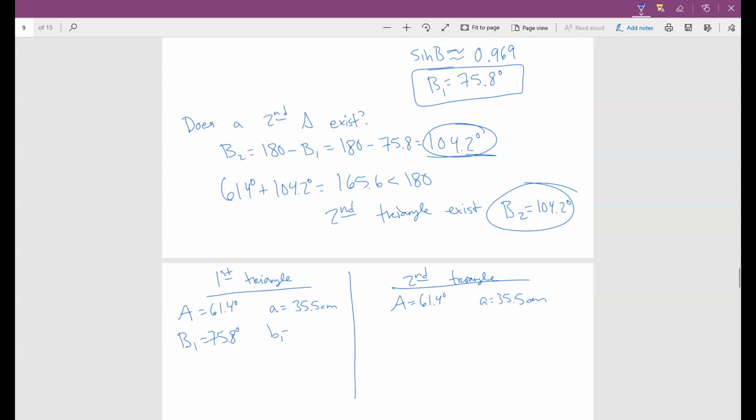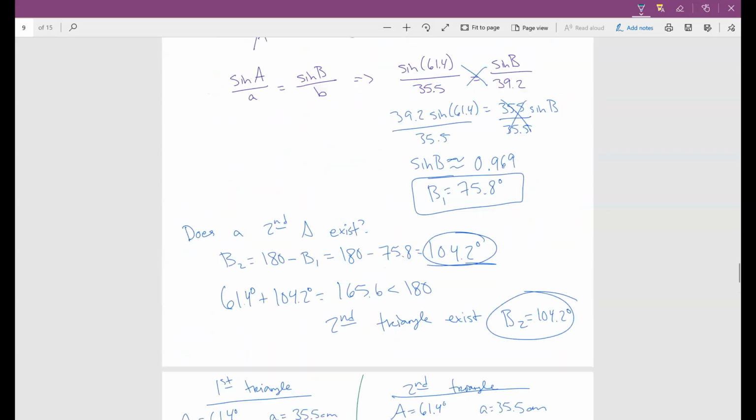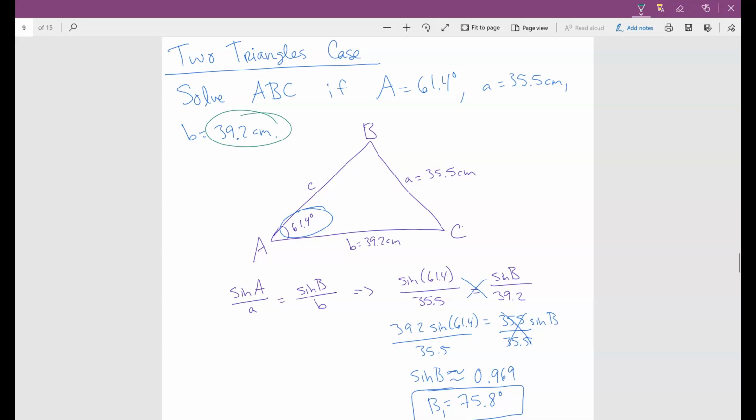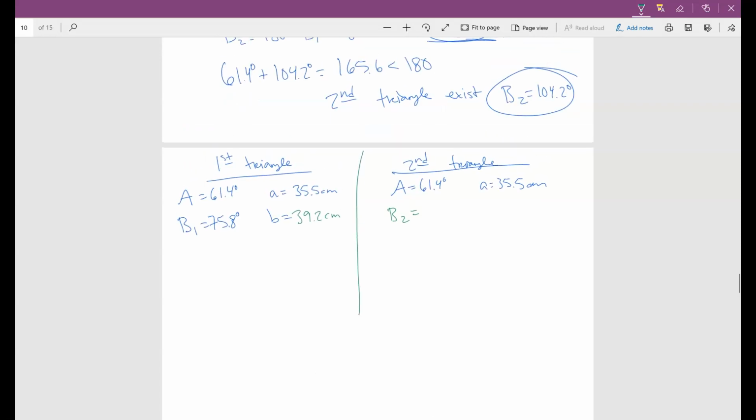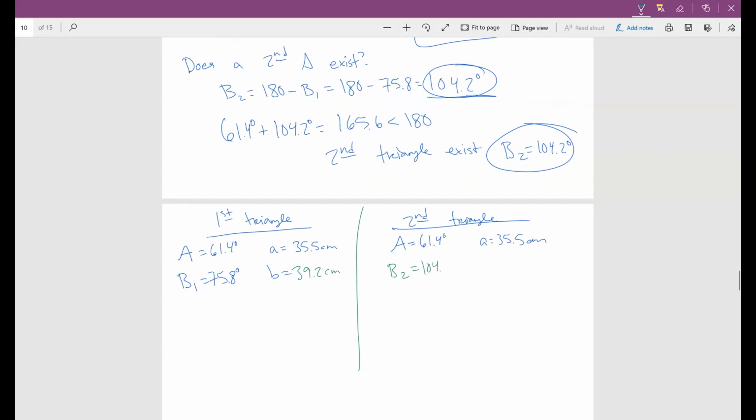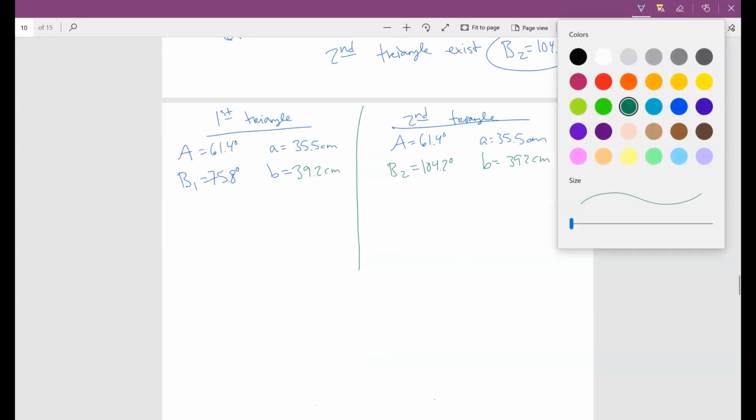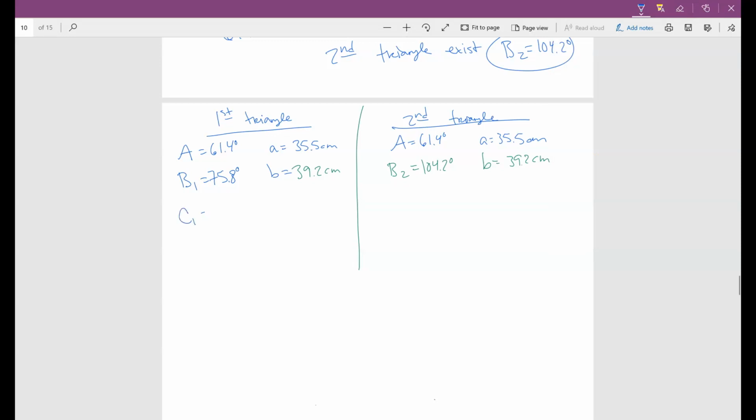I don't know what little b1. Just kidding. There is b. So it's not b1, it's just 39.2 centimeters. And then I know what B2 is. B2, we just figured it out, is going to be 104.2 degrees. Little b is equal to 39.2 centimeters. Okay, so that one's good. All right, and now the only one that's left over is the C. So C1, I don't know what that is, and I don't know what little c1 is. C2, I don't know what that is, and I also don't know what little c2 is.